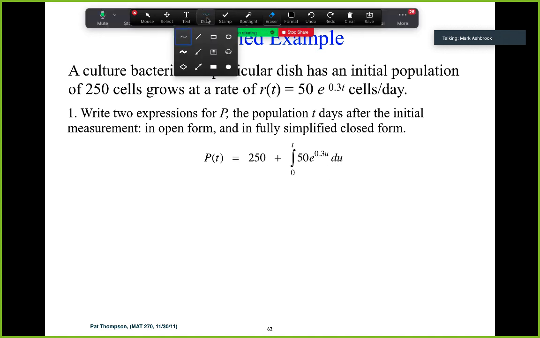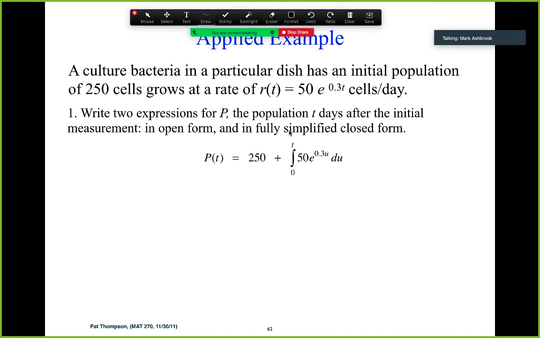All right, so what are we going to do now? Now it says I want to get fully simplified closed form. So to get closed form, it's about what? We're going to use the fundamental theorem and an antiderivative on this. So what do I have? I have 50e to the 0.3u, and I need the antiderivative. So we're getting some practice at this. And we have a little chain rule here, but a pretty easy one because it's just a constant. So what's the antiderivative of e to the 0.3u?